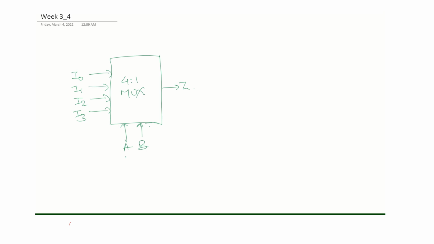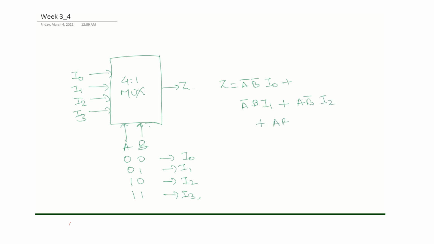So if A and B are 0 0, I0 will be transmitted; 0 1, I1 will be transmitted; 1 0, I2 will be transmitted; and 1 1, I3 will be transmitted. You can also write this as a Boolean expression. The Boolean expression for this would be A bar B bar I0 plus A bar B I1 plus A B bar I2 plus A B I3.